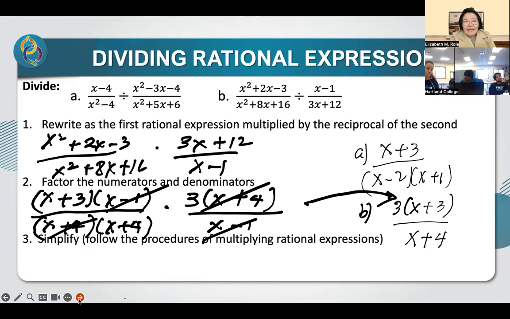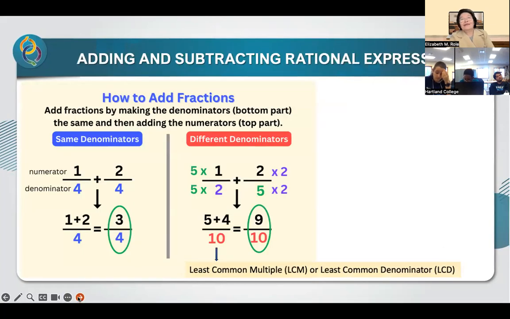So you notice that multiplying and dividing are just the same procedures, except for flipping the second rational expression in the division process. Can we now proceed? Yes, this last thing on rational expressions: adding and subtracting.